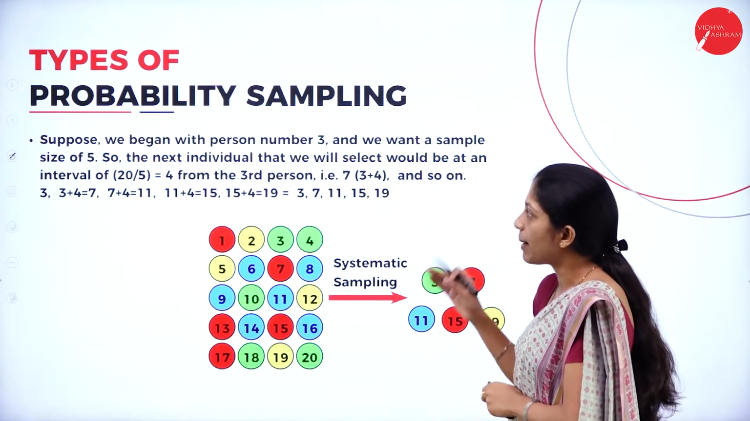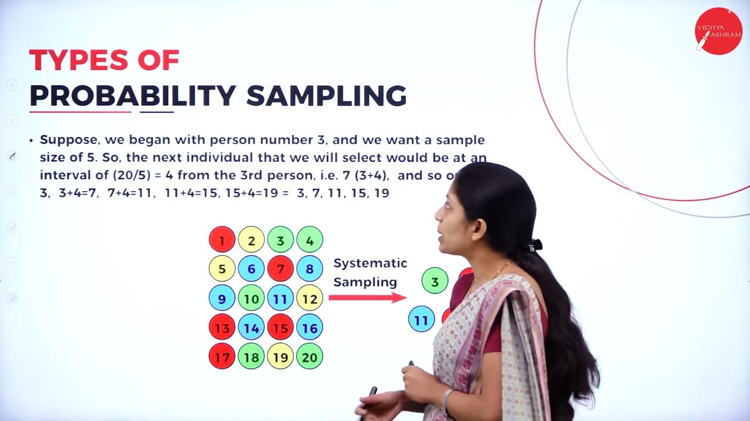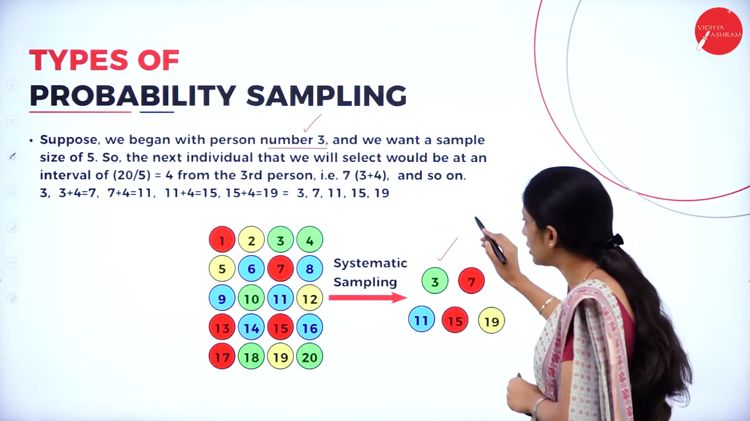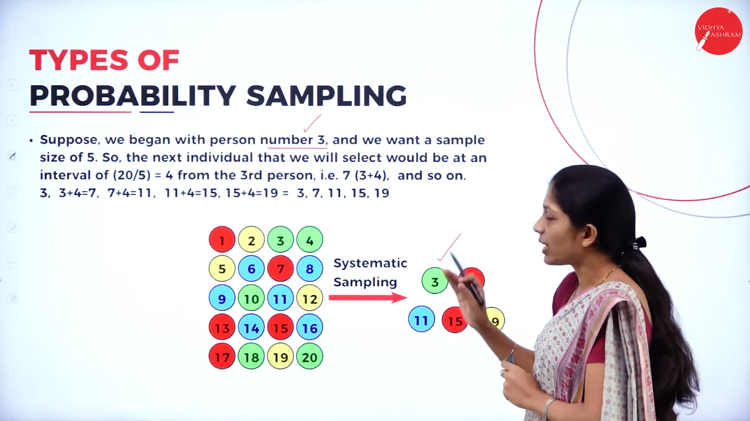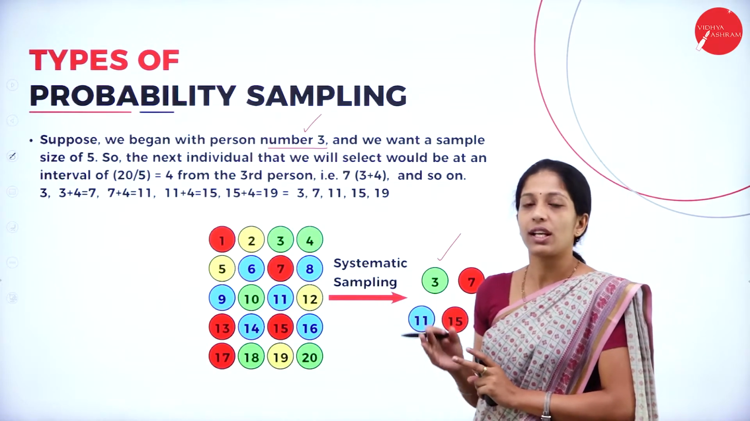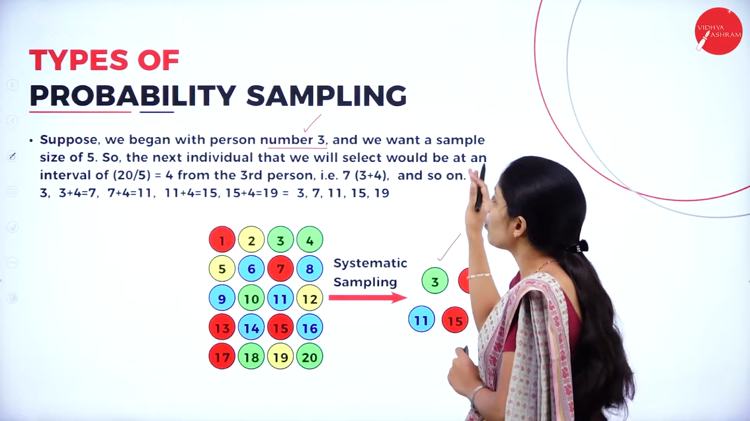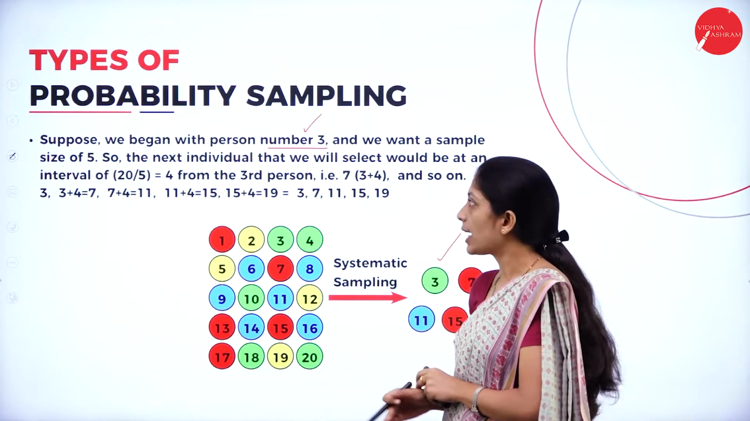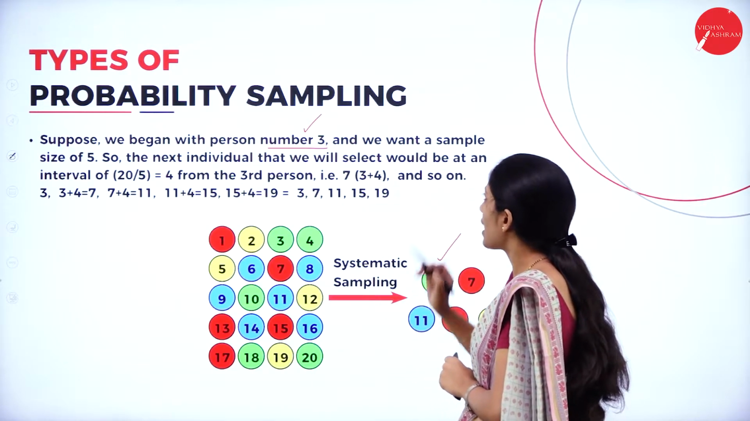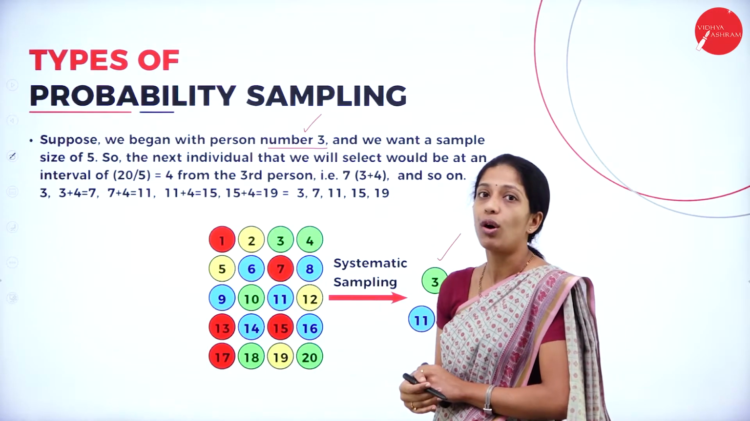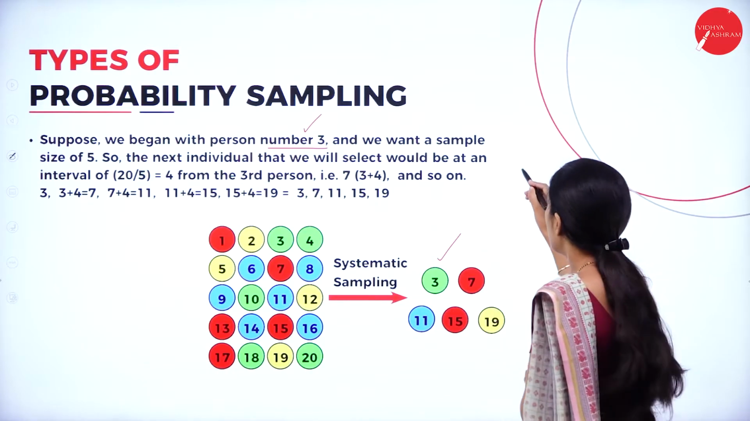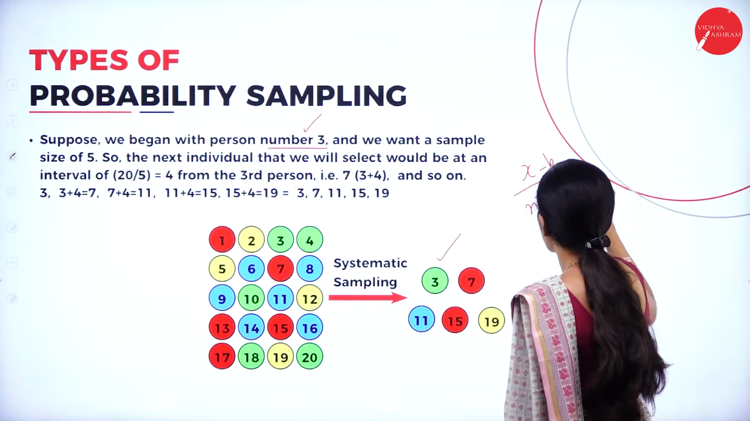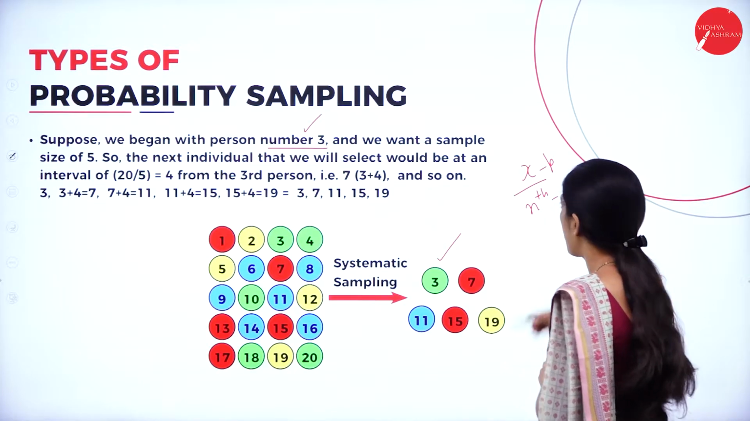So, let us take an example here. Suppose we begin with person number 3. So, 3 is selected randomly. There is no certain procedure here. I have taken 3 randomly and we want a sample size of 5. So, the next individual that we select would be at the interval of X divided by N. Now, X represents the population and N represents the sample size.